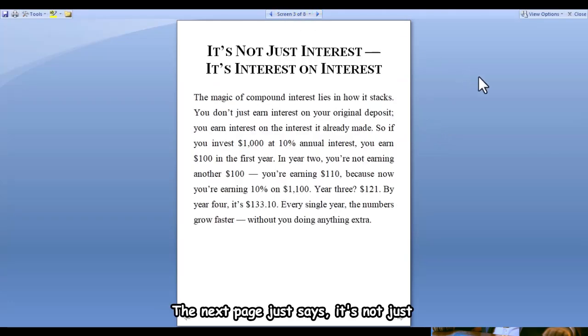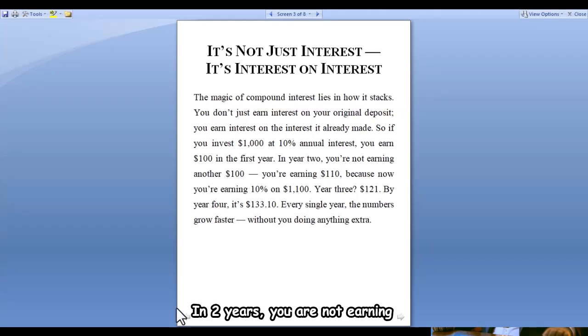The next page just says it's not just interest, it's interest on interest. So now the magic of compound interest lies in how it stacks. So you don't just earn interest on your original deposit, you earn interest on the interest it's already made. So if you invest $1,000 at 10% annual interest, you earn $100 in the first year.